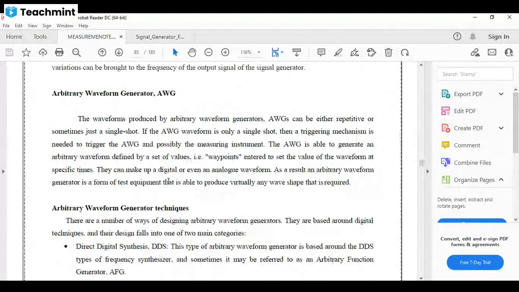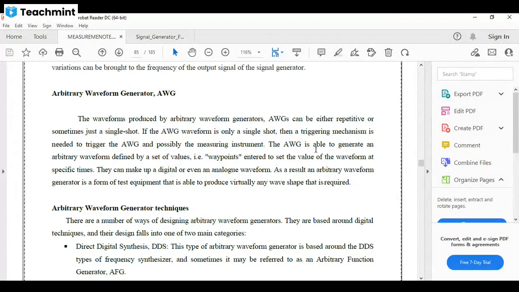So actually, an arbitrary waveform generator, or AWG, produces waveforms. The waveform produced by an arbitrary waveform generator can be either repetitive or sometimes just a single shot. If the AWG waveform is only a single shot, then a triggering mechanism is needed to trigger the AWG and possibly the measuring instrument.